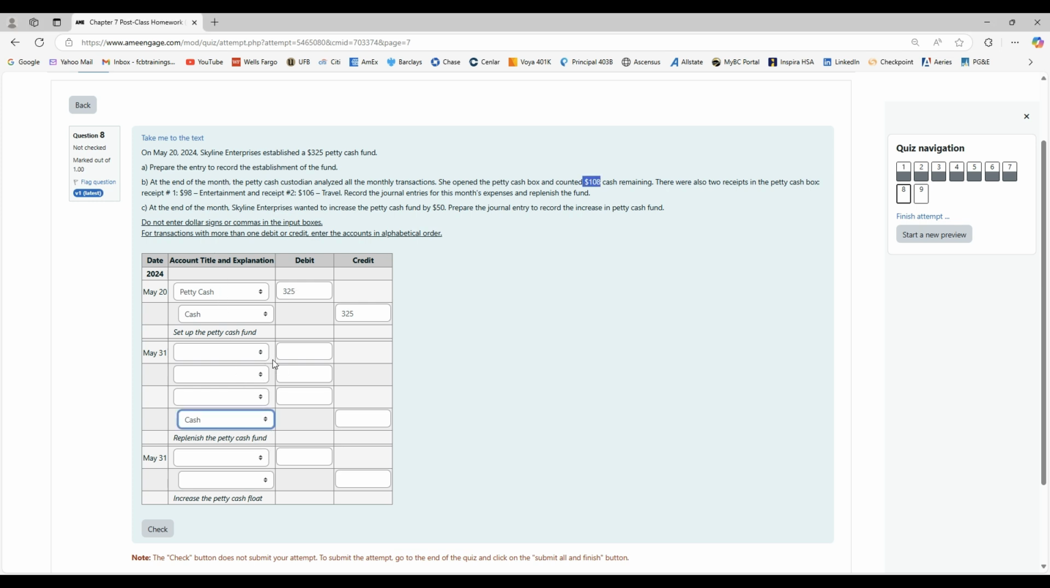Okay, so we know it's cash that we use to replenish. And yeah, again, in alphabetical order. So what is this? Petty cash box receipt. Oh, entertainment and travel. And then we're going to need cash over and short. Let's see if we can get this right with the alphabetical order. Okay, so cash over and short is 13. And then the entertainment receipt is 98. And then 106 for travel. That should get us the 217 we wanted. And then we're going to increase by $50. So that's, again, just that same transaction.